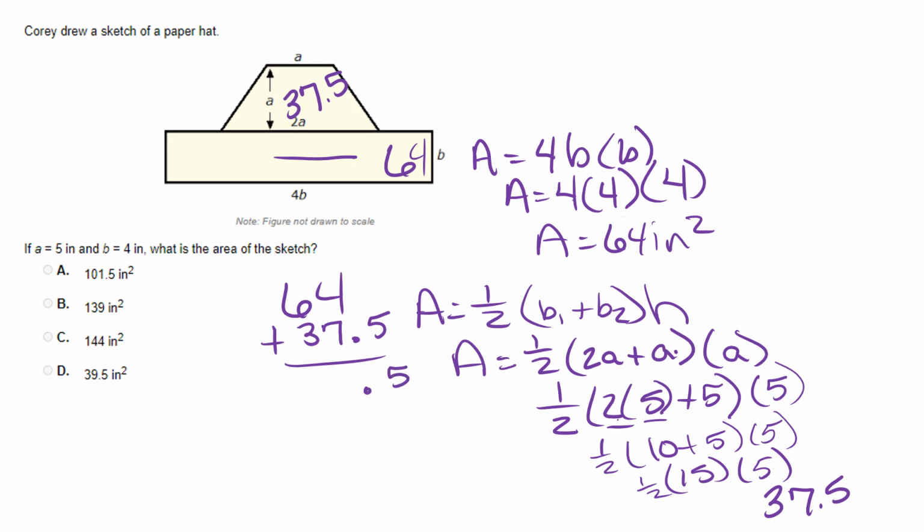So 7 plus 4 is 11, carry a 1. 6 plus 3 is 9, plus 1 is 10. So 101.5 inches squared.